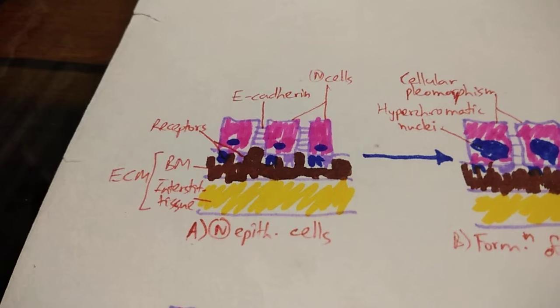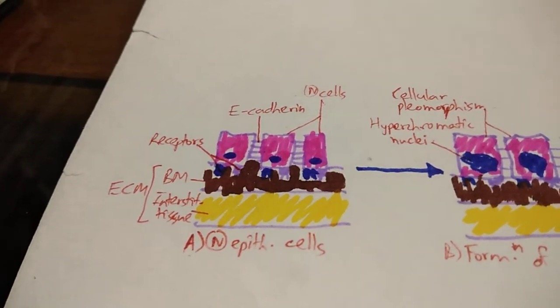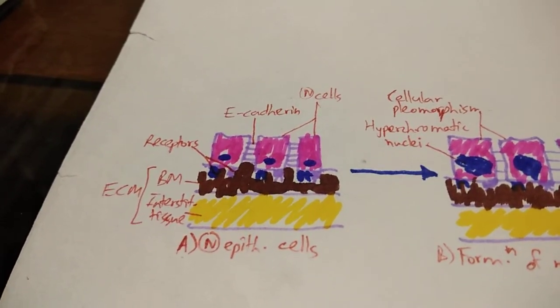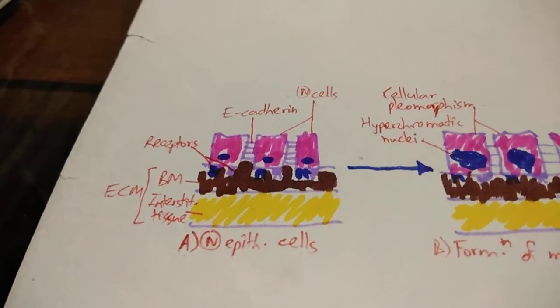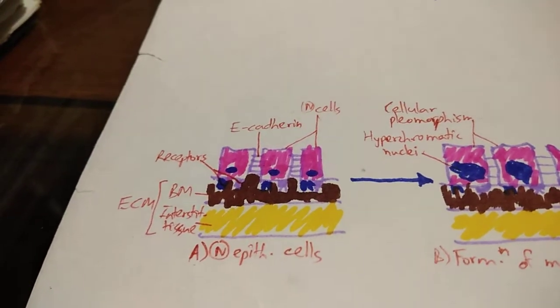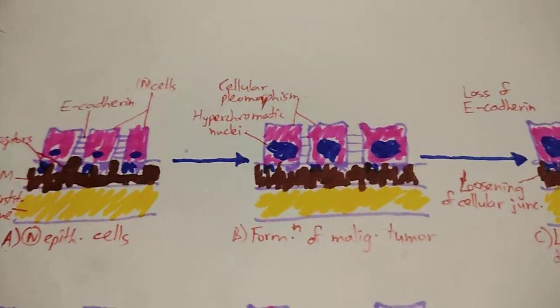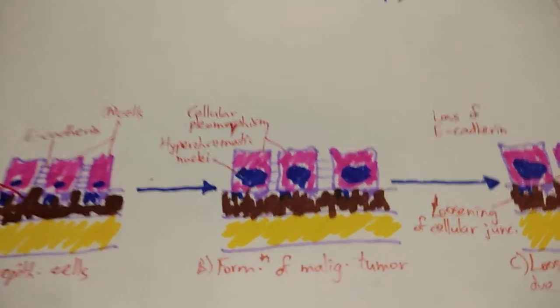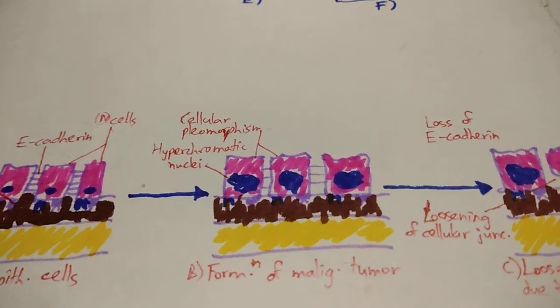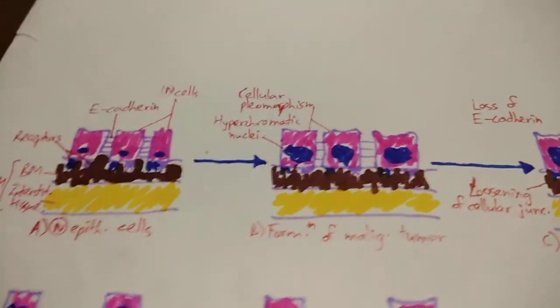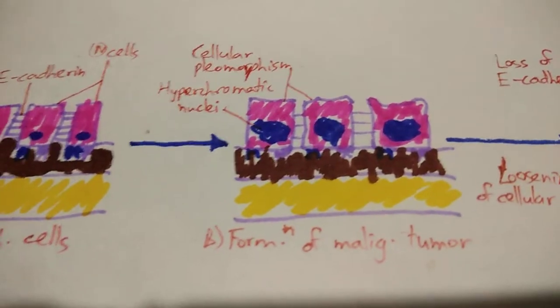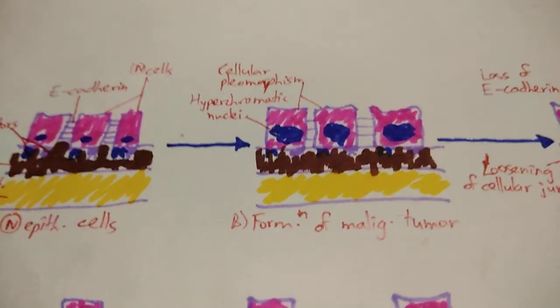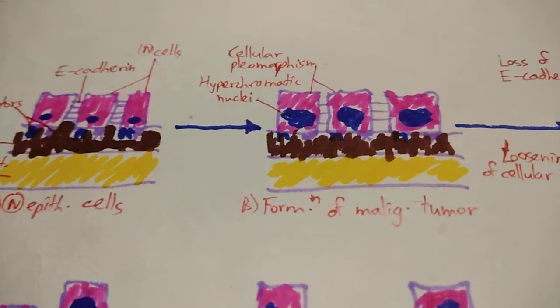There are receptors connecting the cells and the basement membrane, and this E-cadherin acts as a bond between these cells, holding them together. Then you find formation of malignant cells, so eventually a malignant tumor, and this is largely because of the anaplastic changes you find. For example, hyperchromatic nuclei, you notice that the nucleus is slowly getting bigger, and the nuclear cytoplasmic ratio is changing, also because of cellular pleomorphism.